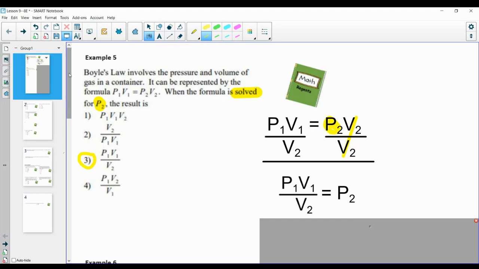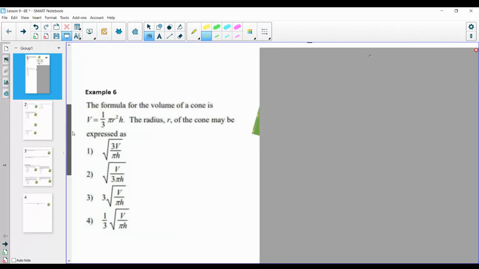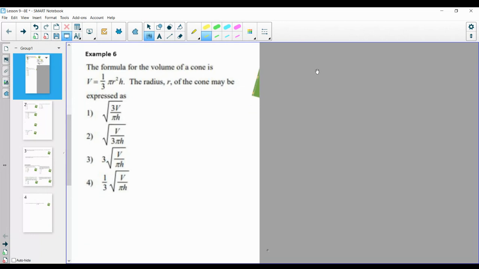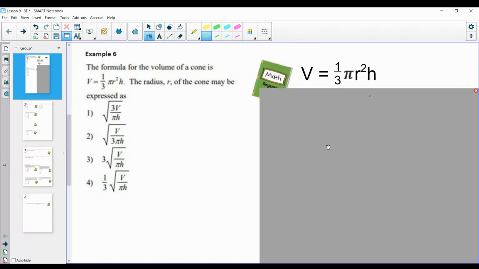Okay, last example. Example 6, another Regents question. This one is super important because we have a lot of things going on here. Okay, so we're given the volume of a cone. We're given the formula of the volume of a cone, and it's asking me to get R all by itself. If you notice, there's a lot of things going on over here.